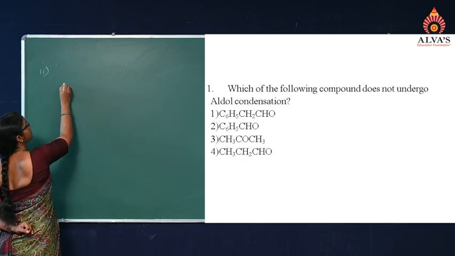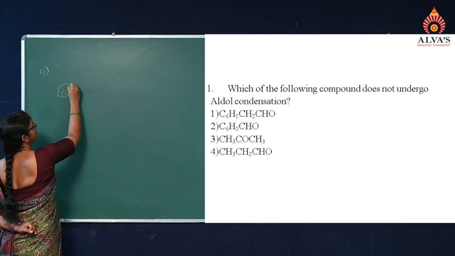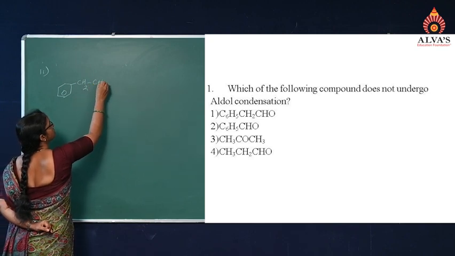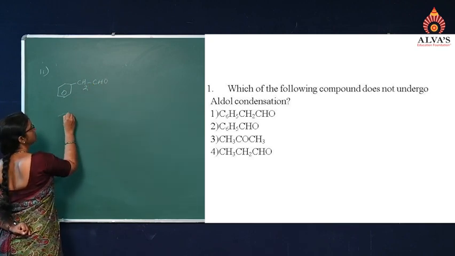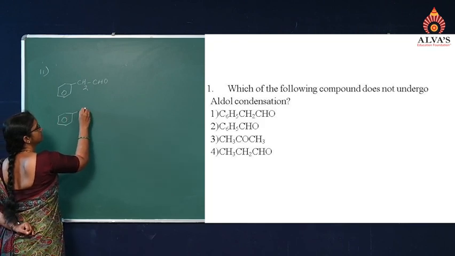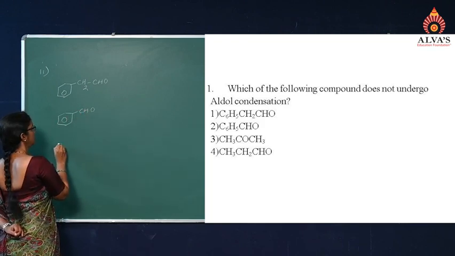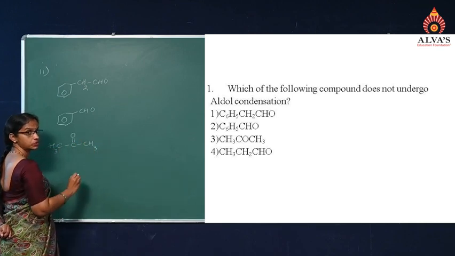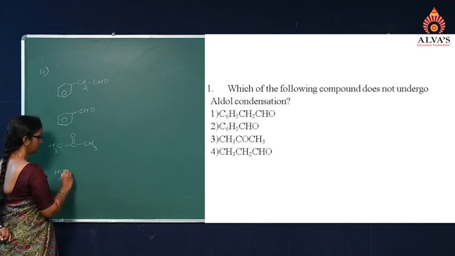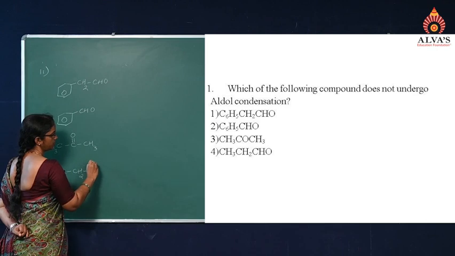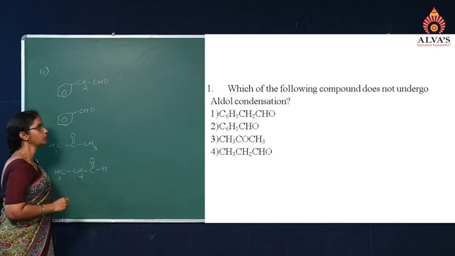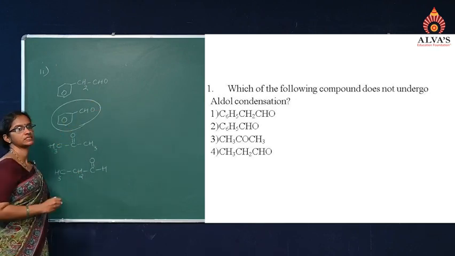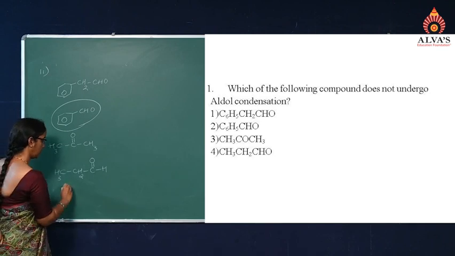If we look at the structures given to us, the first option is C6H5CH2CHO. Second one is C6H5CHO, that is benzaldehyde. Third is CH3COCH3, that is acetone. And fourth is CH3CH2CHO, that is propanaldehyde. Out of the four options, the only one not having alpha hydrogen is benzaldehyde. Hence the answer is second.